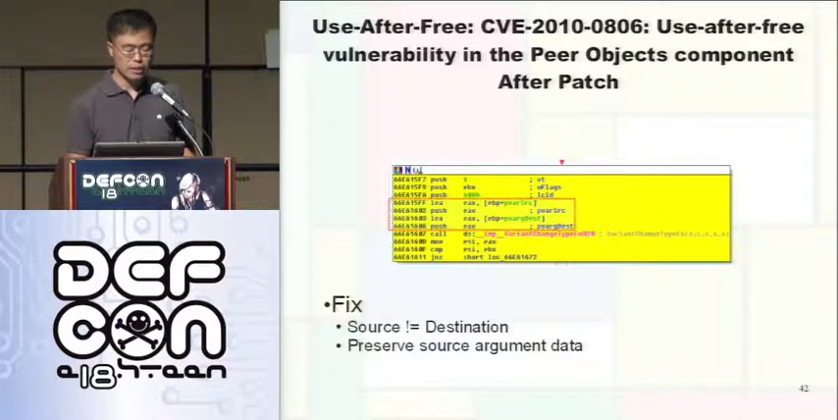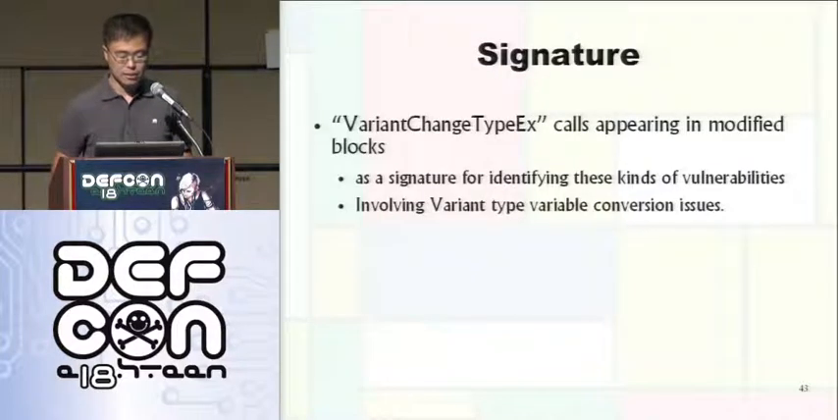about this VariantChangeTypeEx issue before I diffed this patch. So you can actually learn something from the patch, because now I know VariantChangeTypeEx can cause some kind of memory corruption error. So maybe if I do some other code auditing or something like that, I can use this knowledge for that kind of stuff.